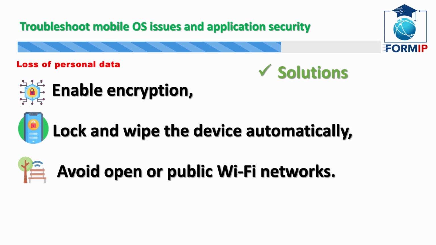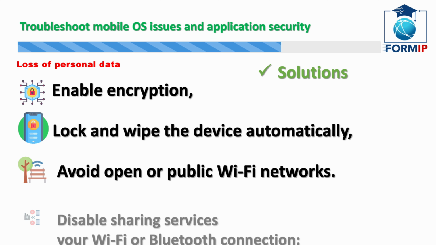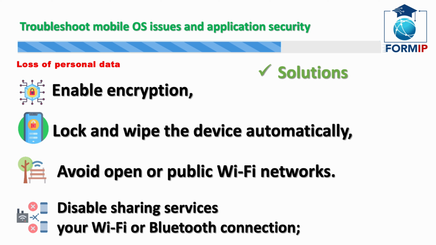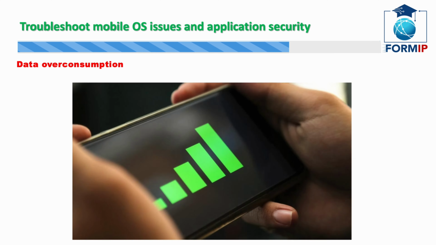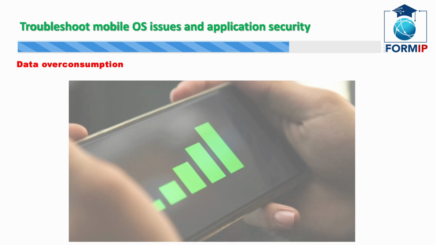This is very dangerous. And if you really want to connect to one, in this case it would be interesting to use a VPN connection, which allows you to remain anonymous while browsing the internet. And the last precaution is to turn off the sharing services of your Wi-Fi or Bluetooth connection if they are not in use. Let's move on to data overconsumption.